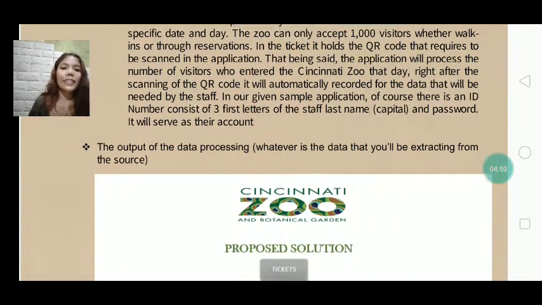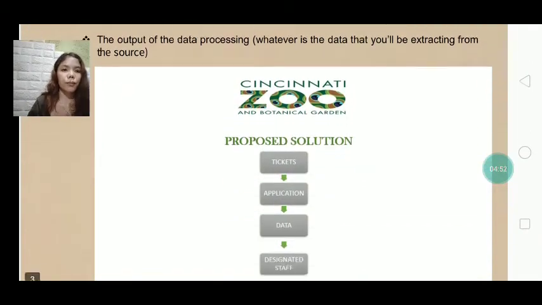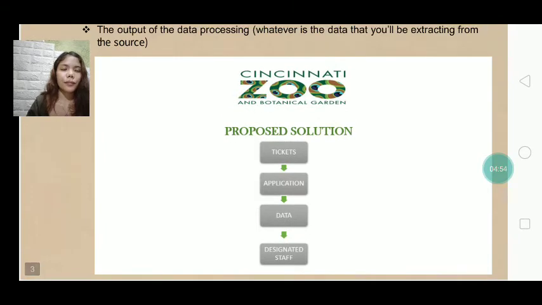And now let's proceed to data processing. The data processing will be first, tickets. Second, application. Third, data. And lastly, the designated staff.